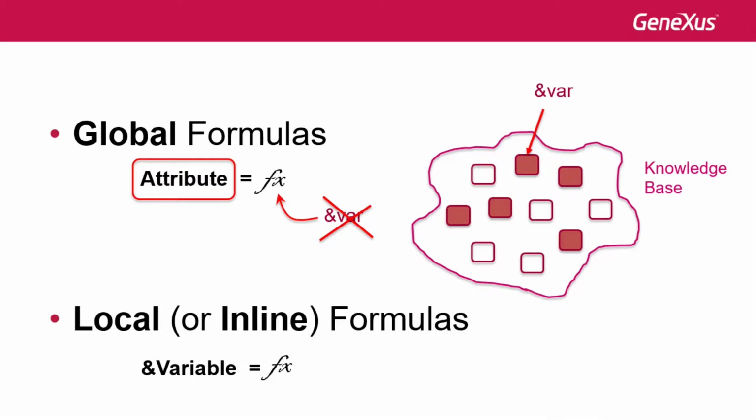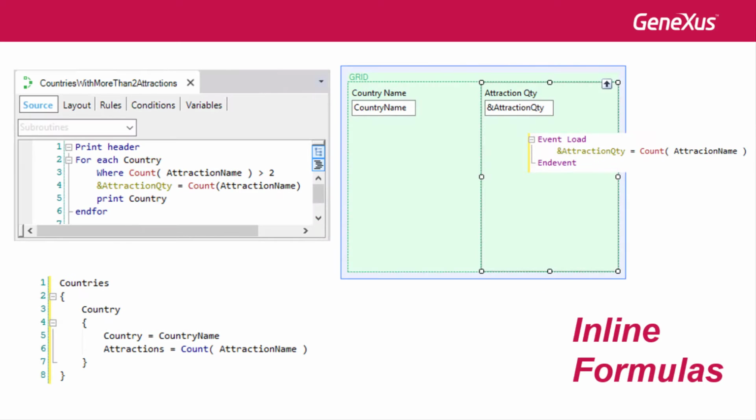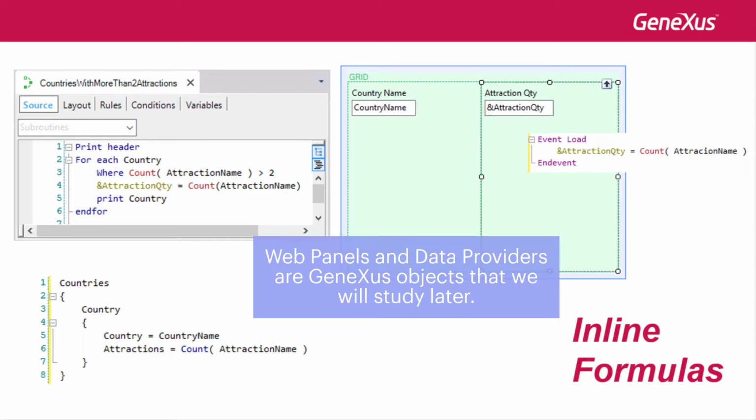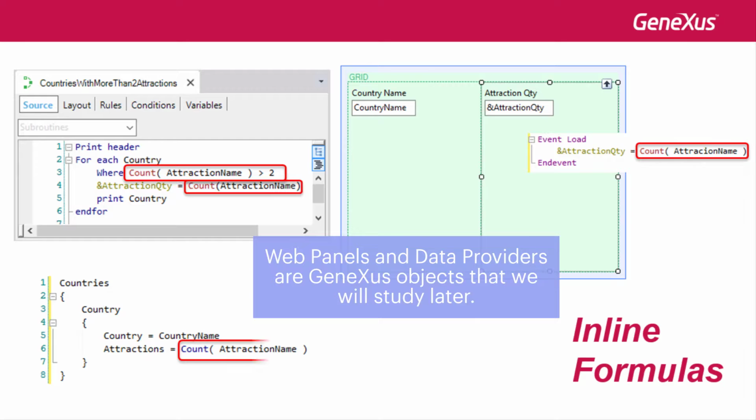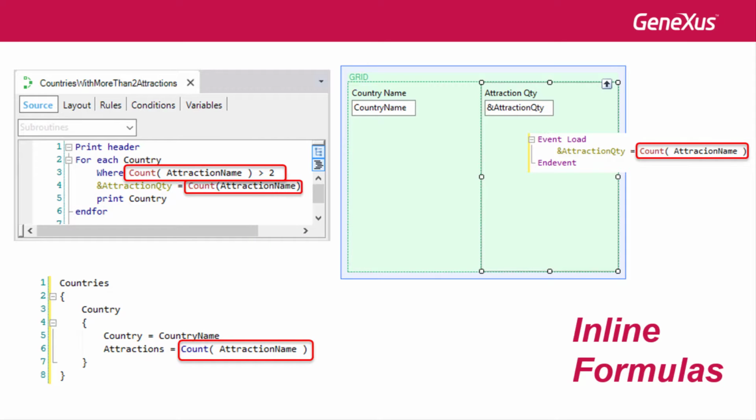In summary, an inline formula is a formula stated as a particular instruction in a certain code. For example, in a procedure source, in a web panel event, in a data provider source, and so on. The formula is only known in the object where it was stated. That's why it's also called local formula. It's calculated when the object is executed and then its value disappears. They are different than global formulas, stated for attributes in transactions, which are calculated every time an attribute value is queried inside any object at runtime.